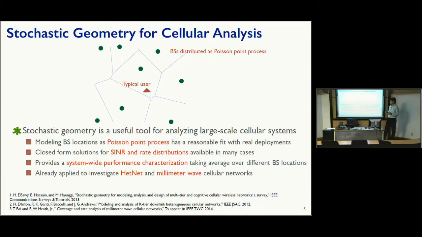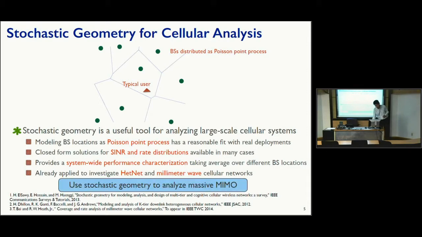And unlike the simulation approach, stochastic geometry provides a system-wide performance, which is like the spatial average SINR distribution over different user and base station locations. And it has already been applied to investigate heterogeneous networks and millimeter wave networks. Today, we will use stochastic geometry to analyze the performance of massive MIMO.